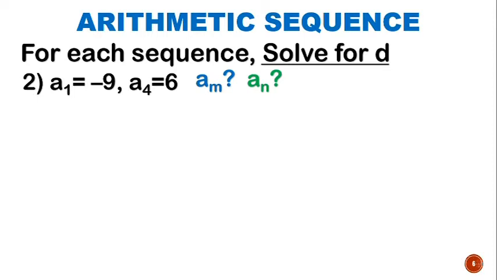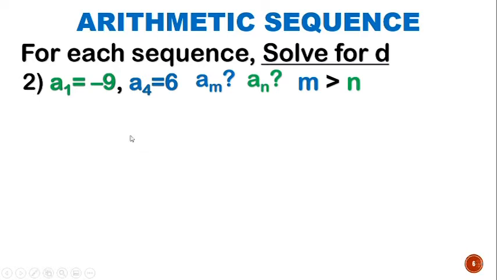Okay, tandaan natin that M should be greater than N. So, tingnan natin yung mga subscript. So, you have A sub 1, A sub 4, which is higher, 4. So, ito magiging C, A sub M. Ito magiging C, A sub N.